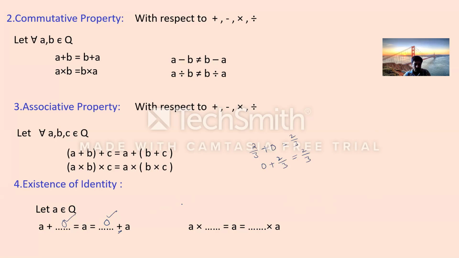And now multiplication. In multiplication, what is the identity element? We have to identify. Now, if any number is multiplied by 1, the result is the given number only. If you see here, a into how much will give you a, same result. So here we should write 1, and here also we should write 1. A into 1 and 1 into a, both will give you a. So in multiplication, 1 is the identity element.